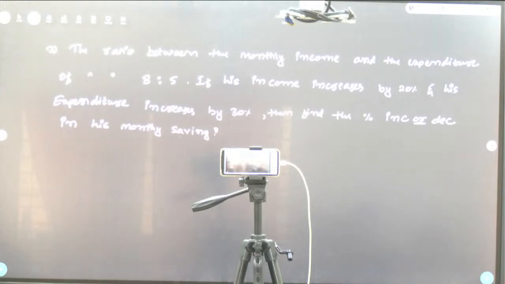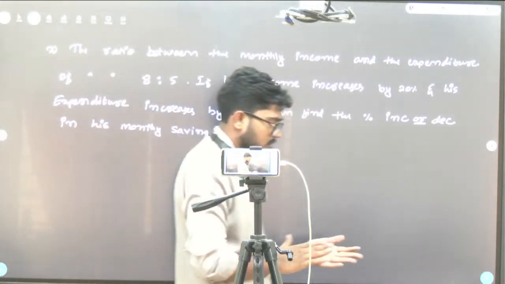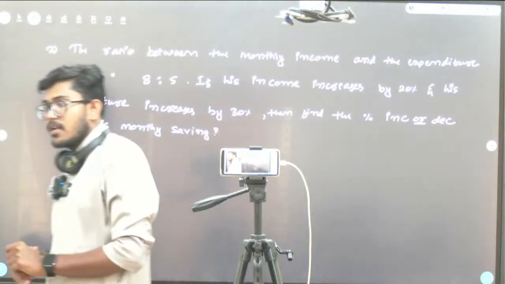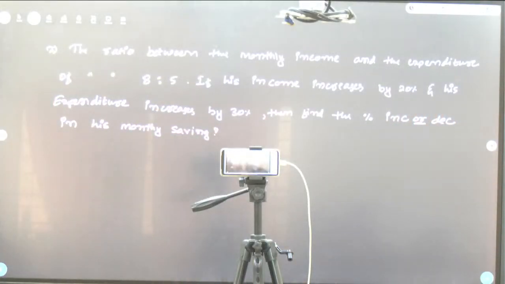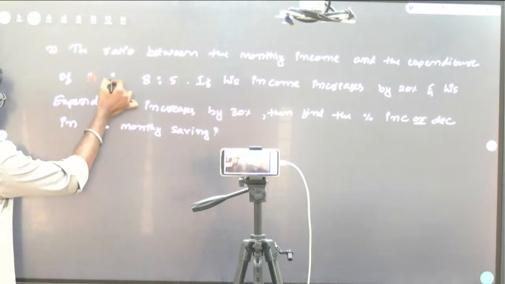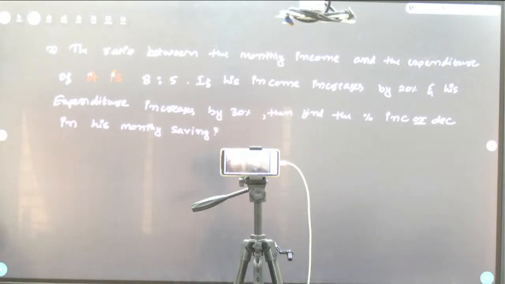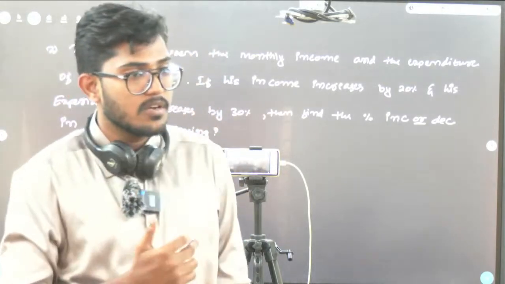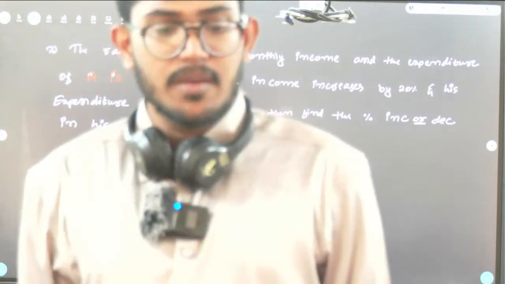Take the ratio of income equals expenditure plus saving. Sir, income and expenditure are already given, saving will be calculated. Income you have 8 parts, and expenditure is how many parts? 5 parts. Then saving will be how many parts? 3 parts. Now income increases and expenditure also increases. Calculate how much percent increases. Already given how much percent increases.